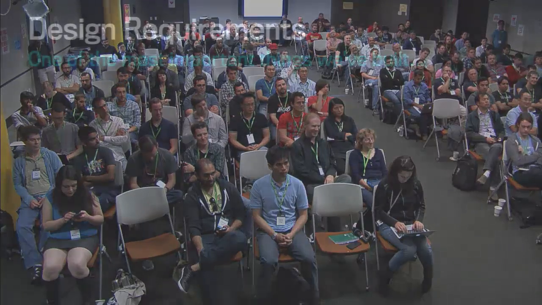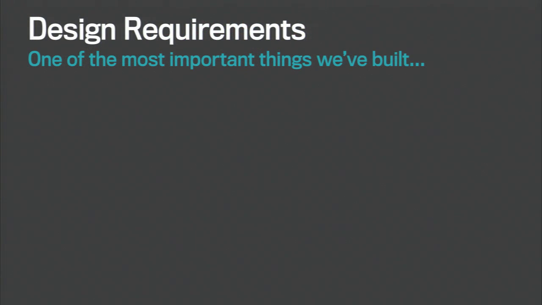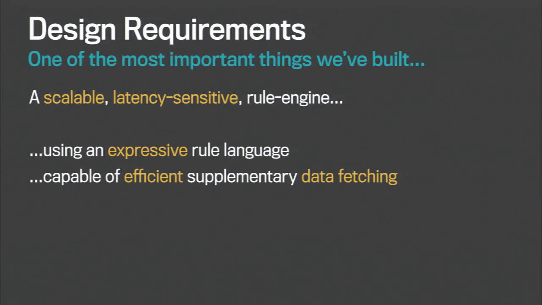So has everyone bought in so far? Okay, I saw one nod, so that means everybody. So I will make the controversial statement that Facebook employees can argue with me. One of the most important things that we've built is our scalable latency-sensitive rule engine, okay? We built it to have a really expressive rule language, right? I don't want notions of efficiency in my business logic at all. I want really simple business logic. And what I want is that logic to be implemented in such a way that all the data fetching that happens under the hood is super, super optimized, okay?